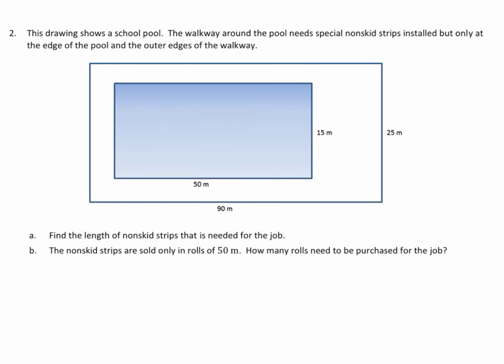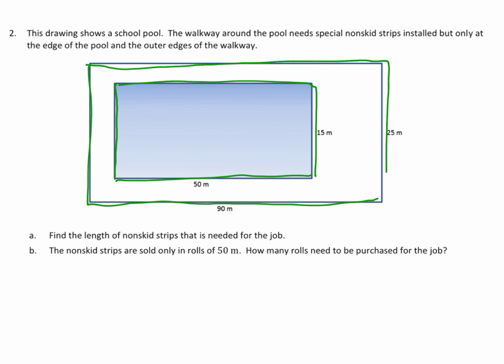Number 2. This drawing shows a school pool. The walkway around the pool needs a special non-skid strips installed, but only at the edge of the pool and the outer edge of the walkway. So they need the strips to go around the pool and around the walkway. Those are perimeters. So it says, find the length of non-skid strips that's needed for the job.